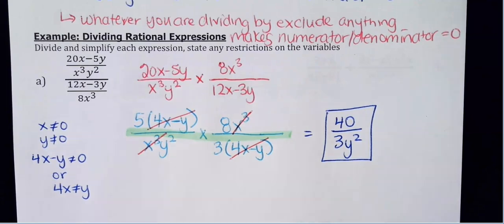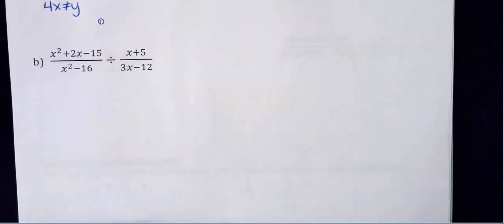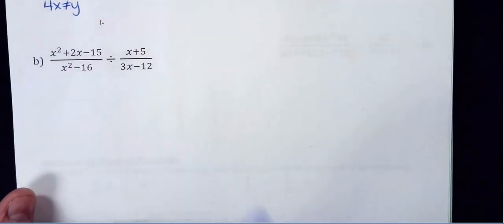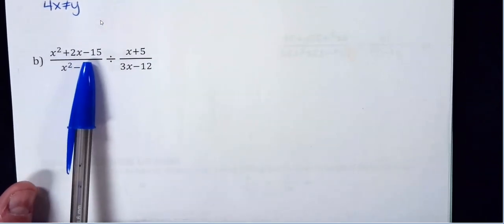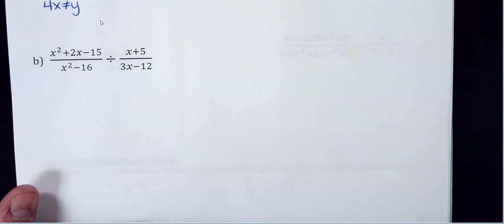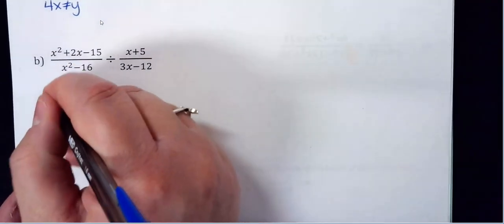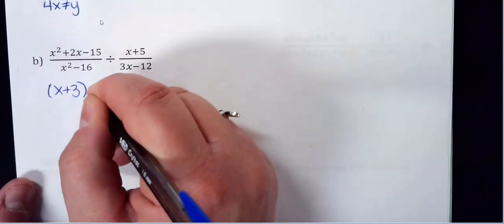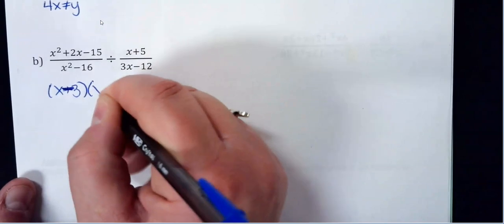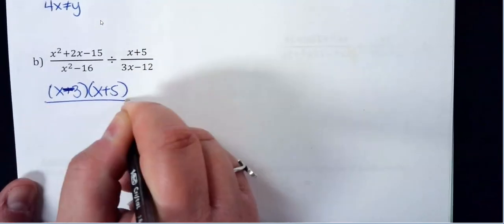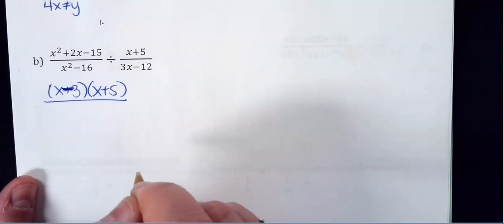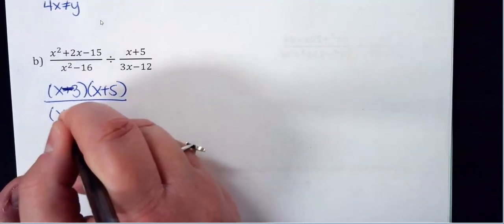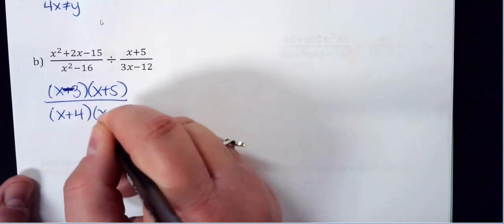Okay. Let me try and look at this next one and see if we can factor. For that first fraction there, can you think of any numbers that when you multiply them, you get negative 15, add them, you get 2? Plus 5, minus 3. So x plus 3. No, I just said that backwards. x minus 3 and x plus 5. Sorry about that. What about x squared minus 16? It's a difference of squares. Yes, ma'am. x plus 4, x minus 4.